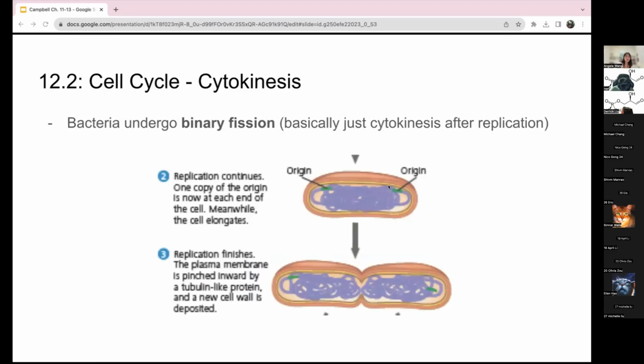Bacteria, on the other hand, undergo binary fission. This basically just involves replication of genetic material followed by cytokinesis of the cell. The genetic material, the nucleoid, is replicated and then it is split apart, and the bacteria pinch in and then separate.